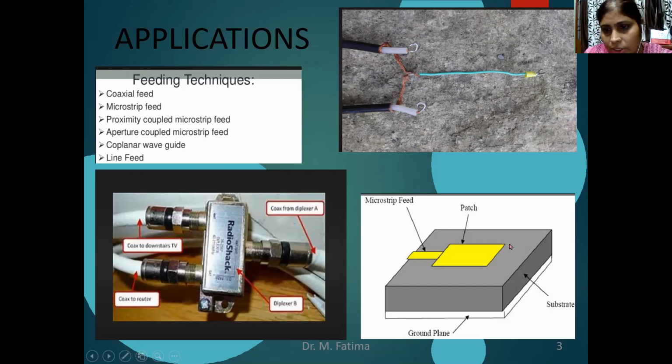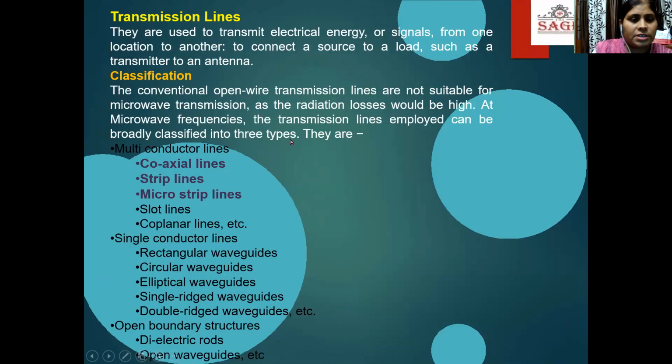The microstrip line you can see in this application. This is the microstrip patch antenna, and it is fed with the help of the microstrip line. This is the microstrip line, and it is used to feed the power to this microstrip patch antenna. So there are various applications of coaxial lines, strip lines and microstrip lines, which are used to feed AC and DC power, AC and DC signals. So in this lecture, I am taking coaxial lines, strip lines and microstrip lines, brief introductions.